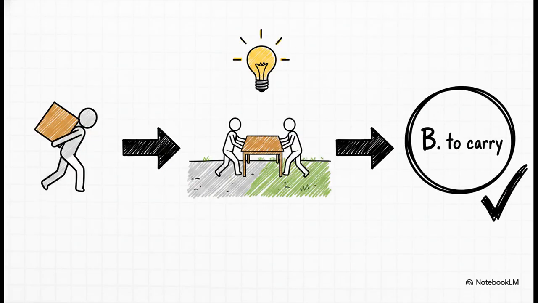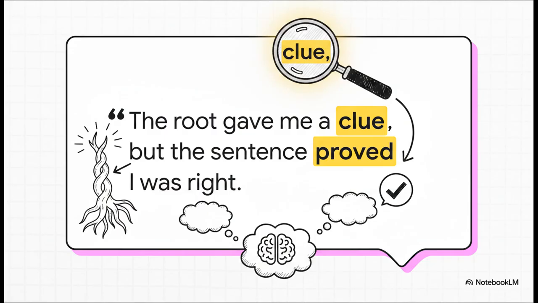All right, steps 3 and 4. Let's put it all together. If port means to carry, then portable must mean something like able to be carried. Does that fit with moving a table? Heck yeah, it does. It fits perfectly. So the answer has to be B, to carry. See how that works? The root gave me the clue, but the sentence is what proved I was right. That's the whole game, right there.